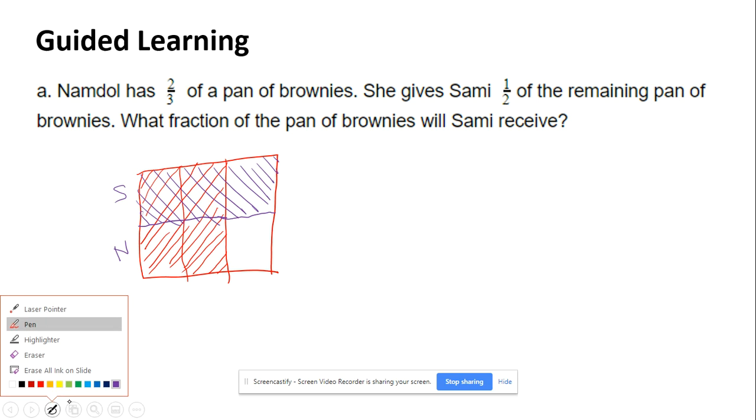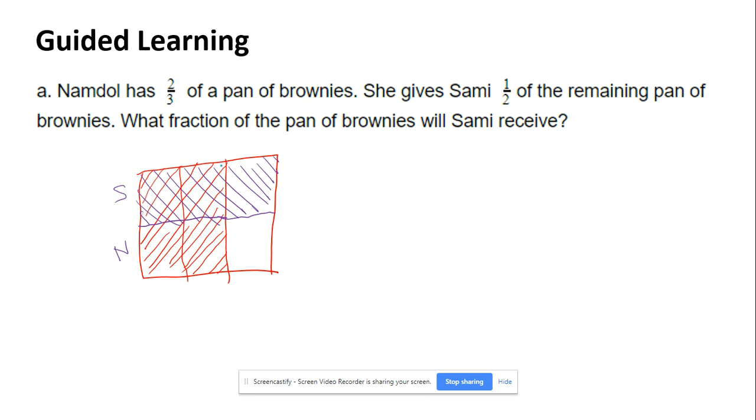So I'm going to use green, and we're going to look to see which parts have both the red to represent the amount of brownies left and the purple to represent how much Sammy's going to be getting. So we can see that there's 2 parts here that are shaded with both purple and red. So that's the amount that Sammy's going to be getting. So we have 2 parts shaded in both colors out of a total. We're counting all the parts that make up the rectangle. We have 6 total parts. Remember, the denominator tells us how many parts make up a whole.